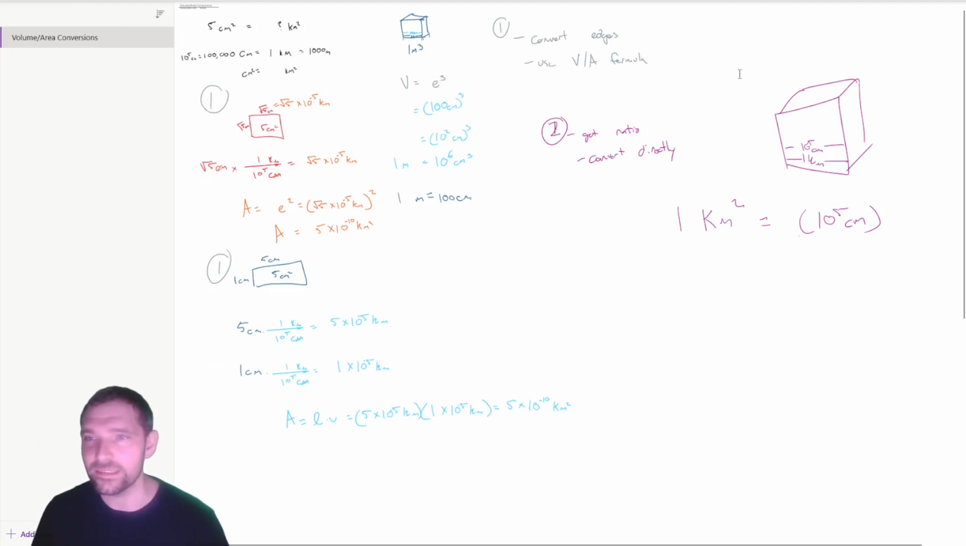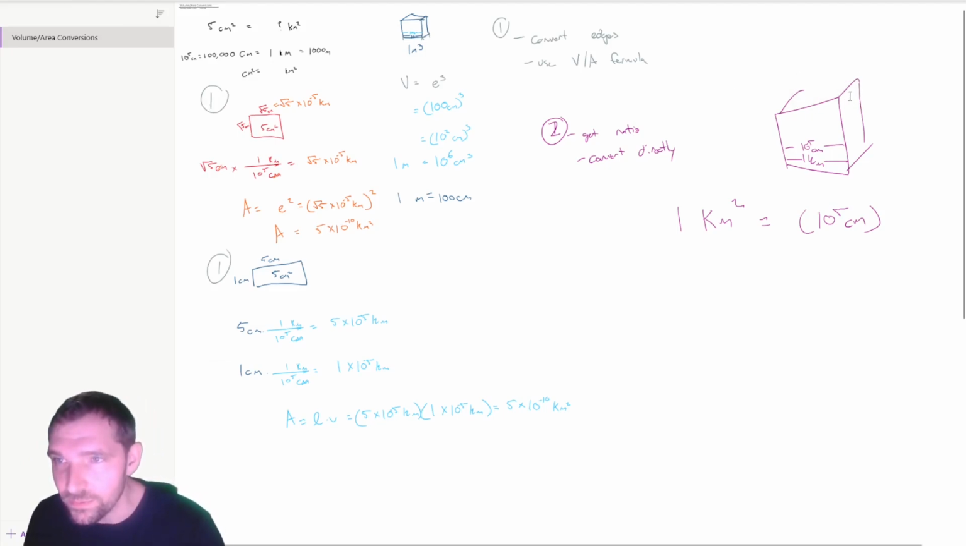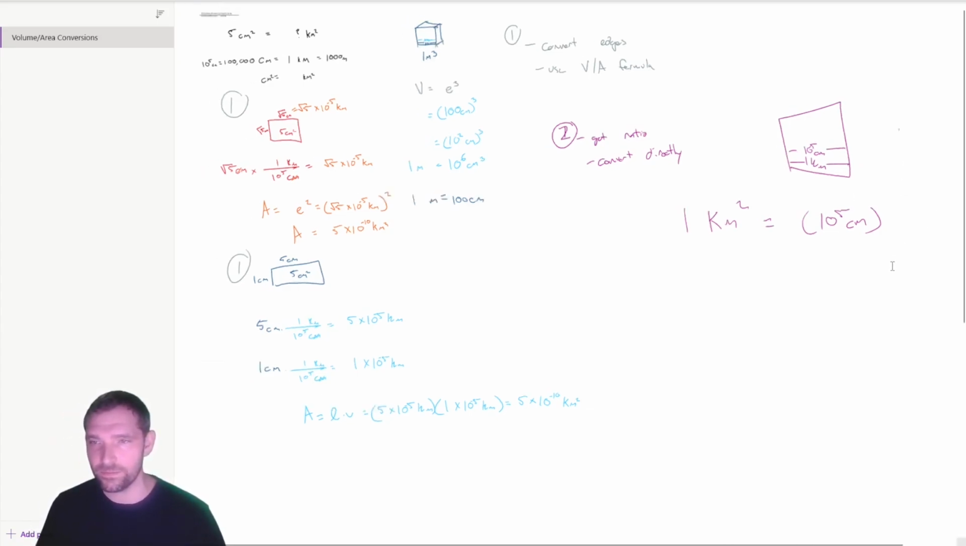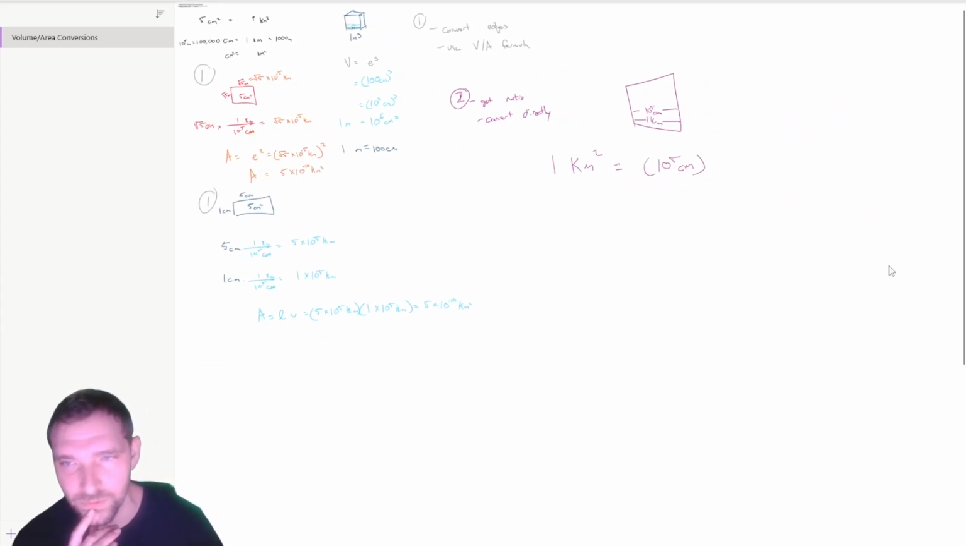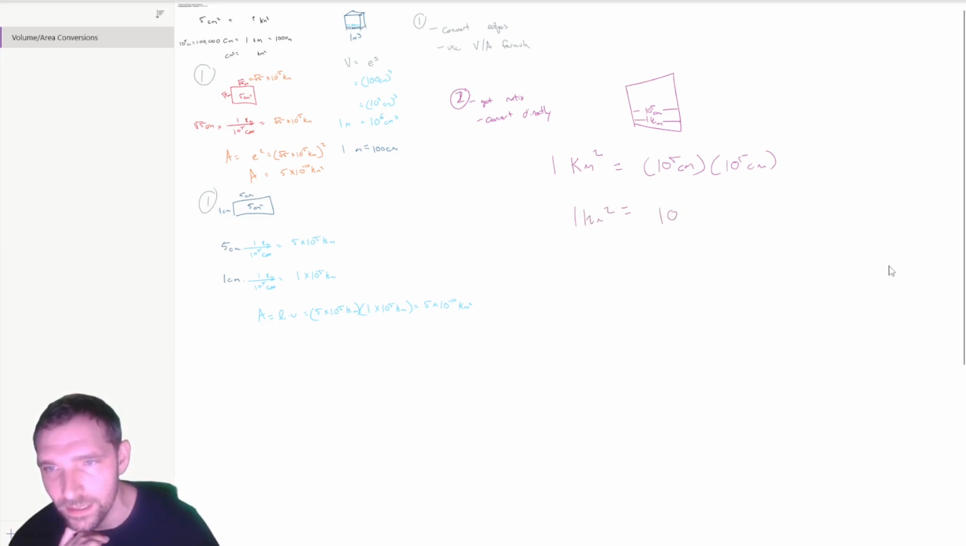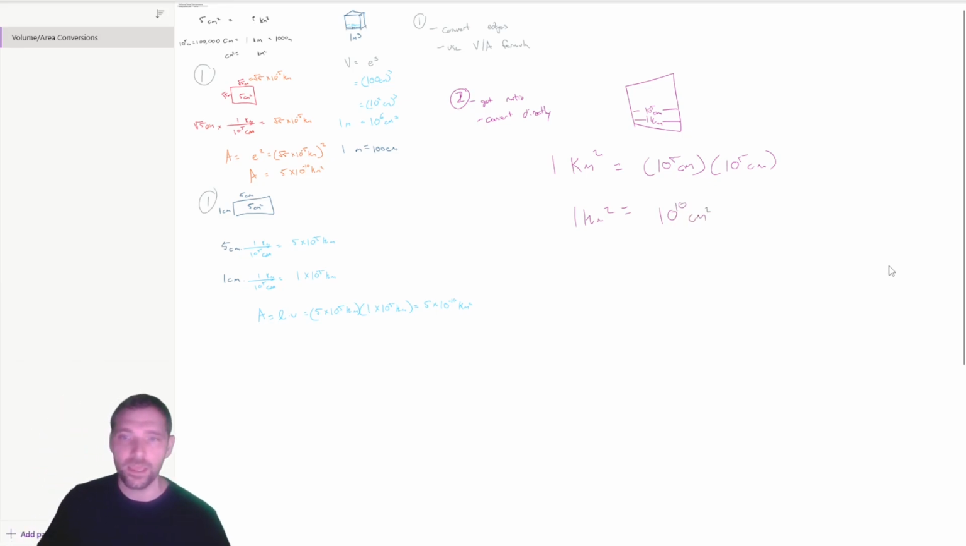And actually, sorry, this is not a rectangle. This is a square at this point. So we're just talking about area. That makes it a bit easier. It's just going to be the 10 to the 5th times the 10 to the 5th to help you convert between kilometers and centimeters. So 1 km squared is now equal to 10 to the 10th power square centimeters. So this is our ratio, and then you can just convert it directly.